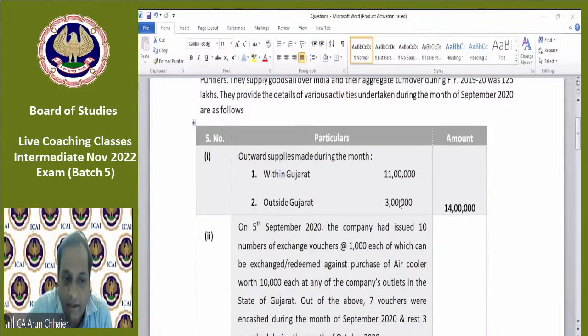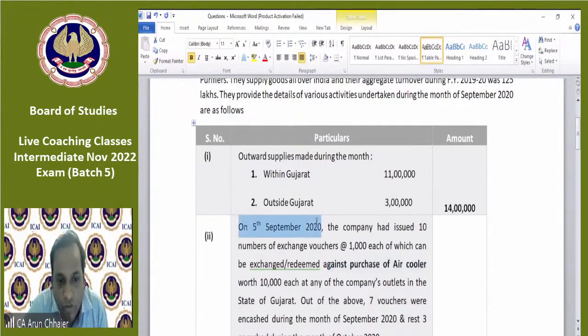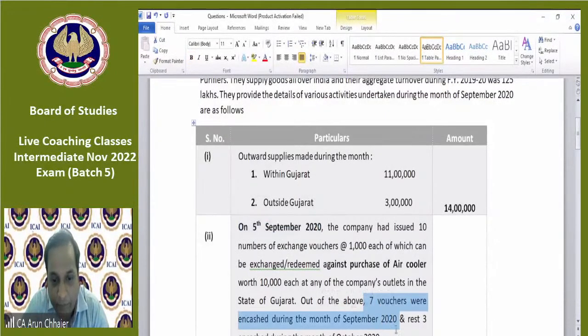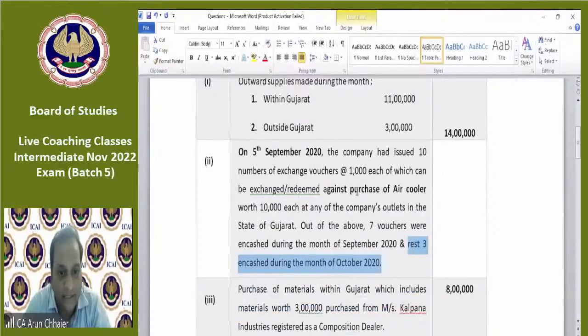You will say the voucher which I have issued can be exchanged or redeemed against purchase of air cooler. It is identifiable, sir. It is identifiable, meaning thereby the date of the issuance of the voucher will be the time of supply. Whether it is redeemed 7 in September, 3 in October, this information is irrelevant. Is it clear? Kindly confirm.